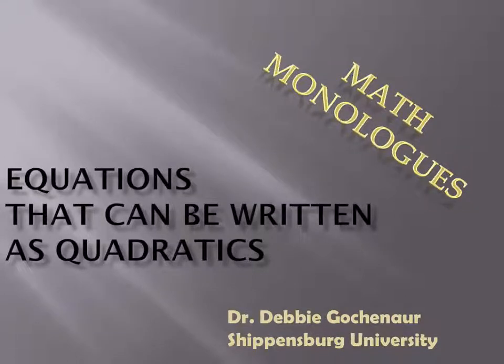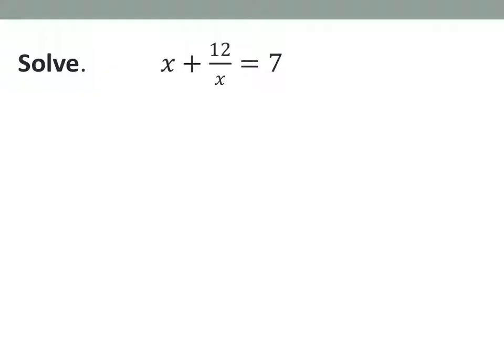Let's take a look at equations that can be written as quadratics. At first glance, this particular equation doesn't look like a quadratic equation, but we do have a variable in the denominator, and to solve for x, we're going to have to get rid of that denominator. My recommendation is that you multiply through by x.